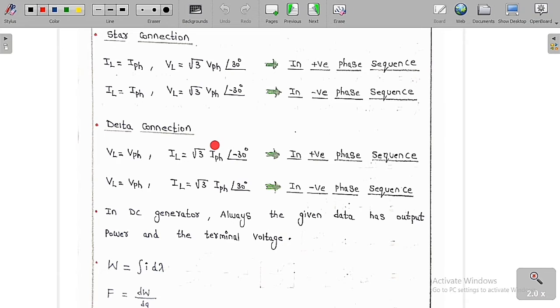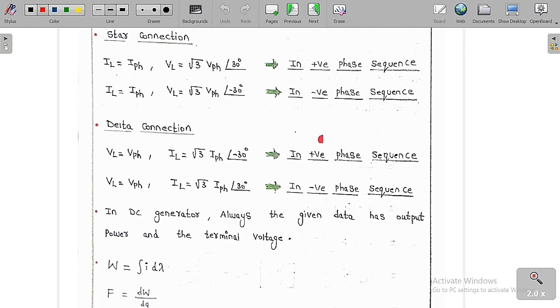Similarly, in the delta connection, I have already told you the line voltage is equal to phase voltage, but the line current is equal to root 3 times of phase current, and the line current is going to lag the phase current by 30 degree in case of positive phase sequence. In the negative phase sequence, the line current is going to lead the phase current by 30 degree.